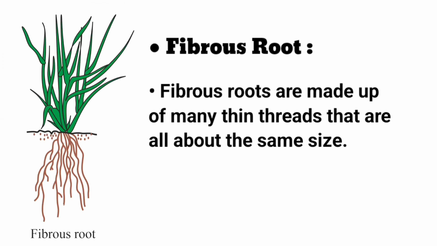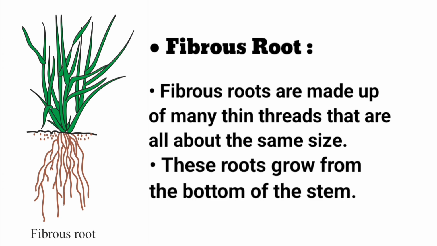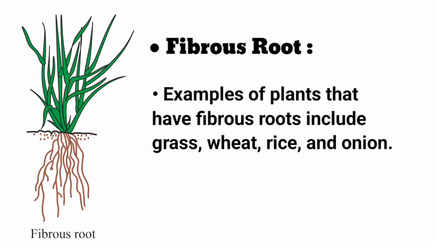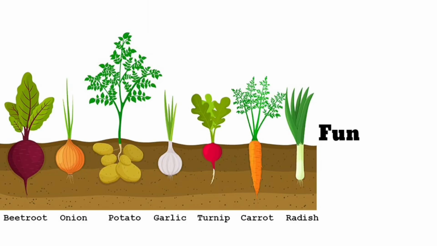Fibrous root. Fibrous roots are made up of many thin threads that are all about the same size. These roots grow from the bottom of the stem. Unlike taproots, there is no single main root in the fibrous root system. Examples of plants that have fibrous roots include grass, wheat, rice, and onion.